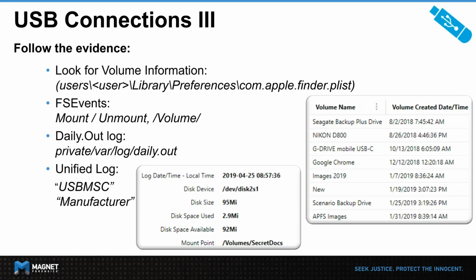You can use keywords like manufacturer or USB MSC, things like that, to start getting a quick call of what's going on on the Mac that you're investigating. Now, it's important to note the unified log has millions of hits. It is a massive, massive log. Right now, we are building artifacts that we are pulling from the unified log, but we are not parsing the entire log inside of Axiom for you to then start scrolling through and looking for.